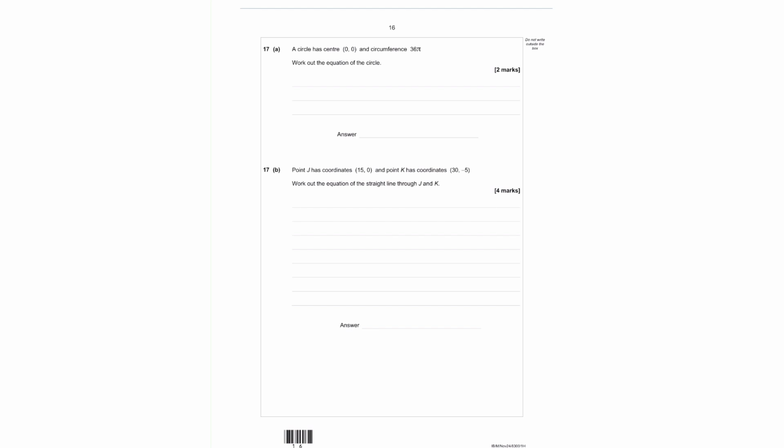So moving on to question 17, we're told that a circle has centre 0, 0 and a circumference of 36 pi. So for this we need to know the general equation of a circle, which is x squared plus y squared equals r squared, where r is the radius. So using the circumference of a circle, the circumference is given by 2 pi r, and we're told in this case that it's 36 pi.